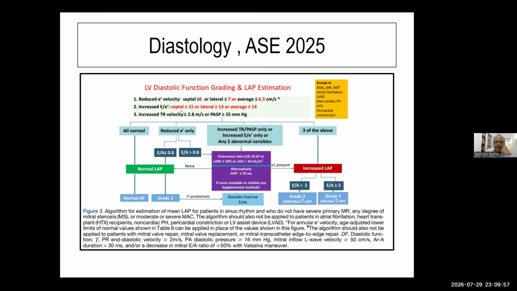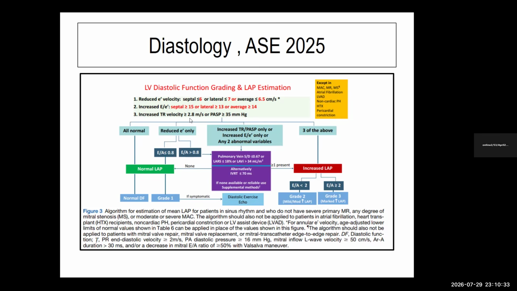Now my E/E prime septal, that was 71 divided by 4, almost 17 or 18, 17.1. Then lateral, also more than 17 or 18, because E is 71 and lateral E prime is 4. So both of these parameters, more than 15 and more than 13, are more than 17. Average is more than 14. Since septal is 17 and lateral is 17, average is automatically 17. So the second parameter is positive.